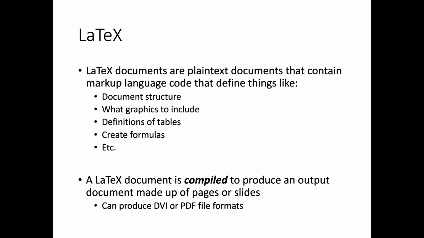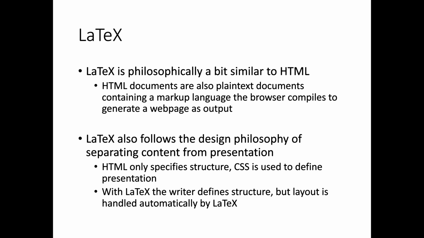A LaTeX document gets compiled to produce a document that is made up of pages or slides. So we take that plain text document, we run LaTeX, and we produce a document in an output format that is going to be pages or slides. We can produce PDF file formats, or we can produce this DVI format as well. We'll just use PDF in this course.